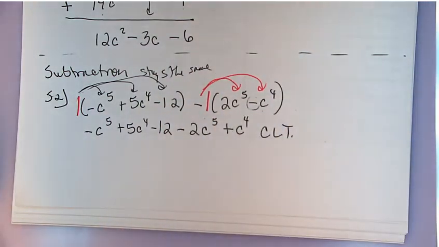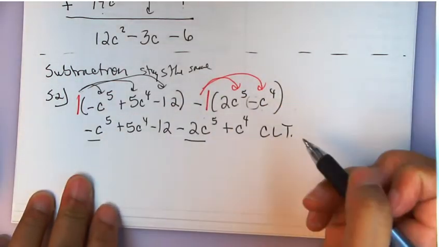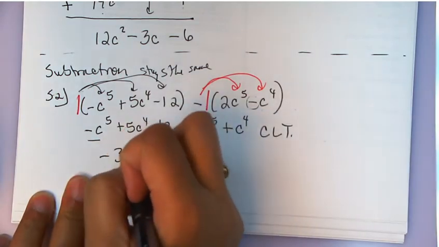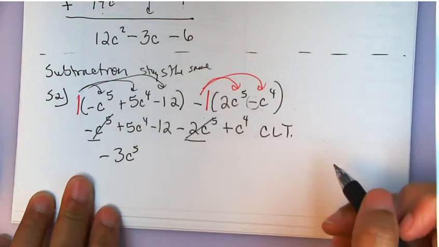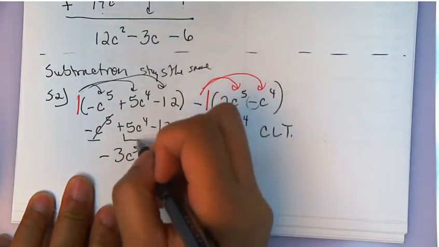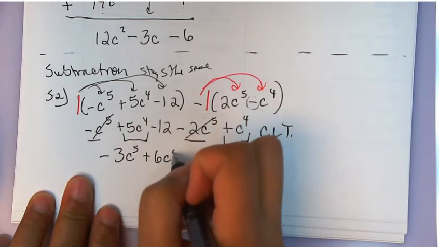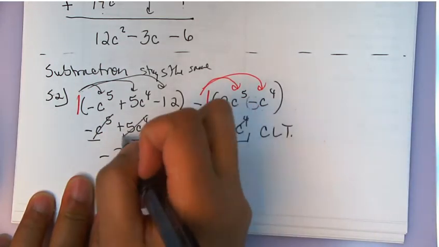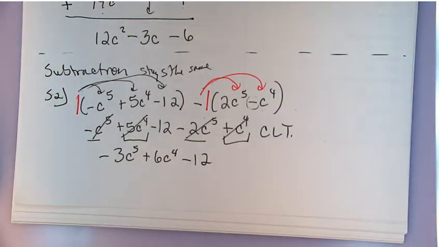So let's go to work. Combine like terms. Start off with my c to the 5th. And I end up with a negative 3c to the 5th because a negative 1 and a negative 2 is a negative 3. So I'm done with that. Then I go to my c to the 4th. 5c to the 4th and the c to the 4th is plus 6c to the 4th. Notice the signs are what I want them to be. And then a minus 12. And that's it.